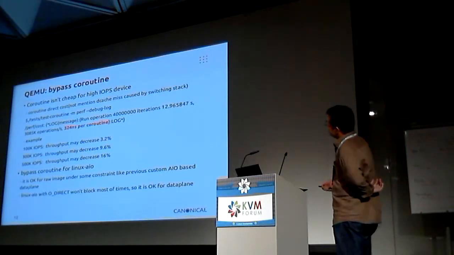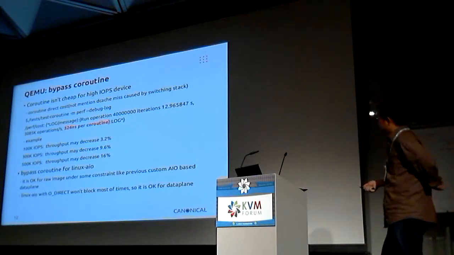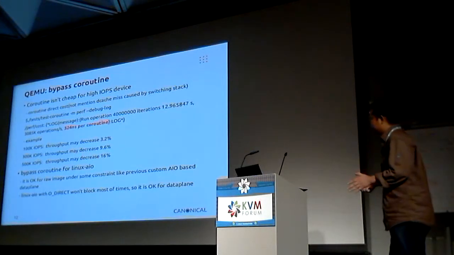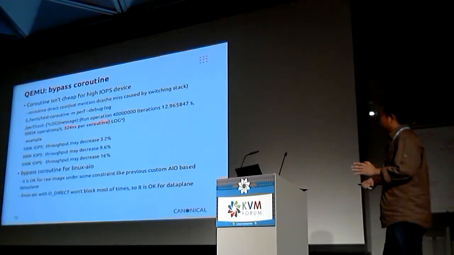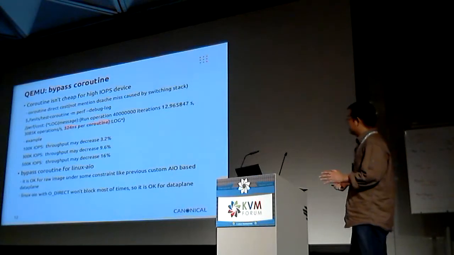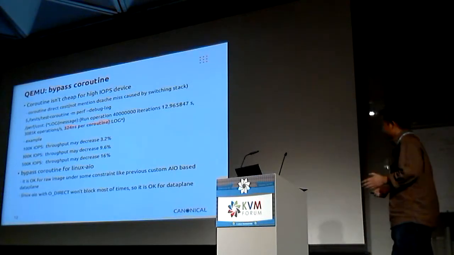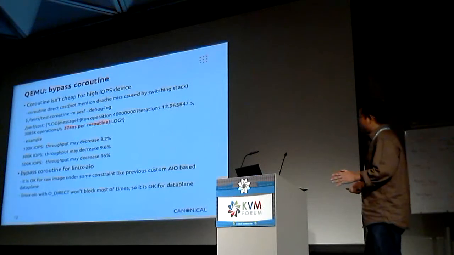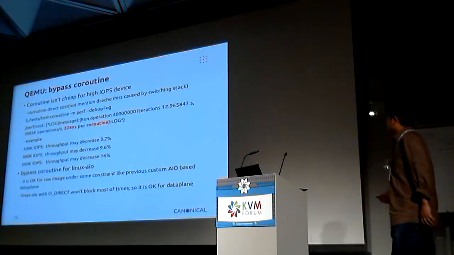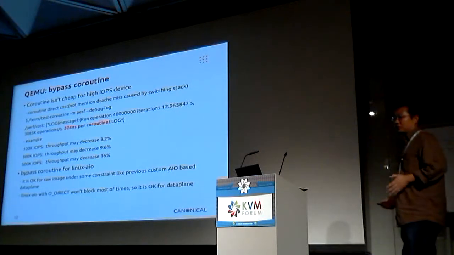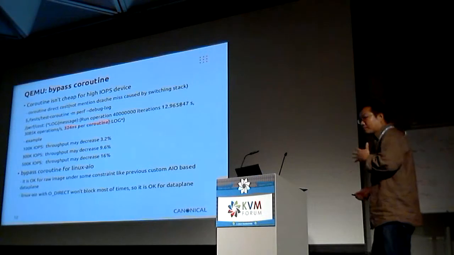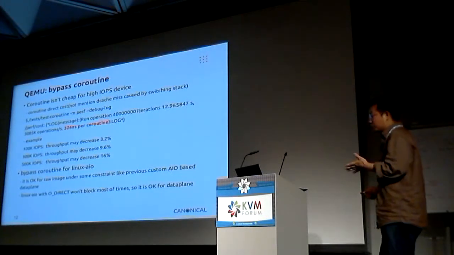It's easy to figure out that if the block device's IOPS is 100K, the throughput may decrease by at least about 3%. If the IOPS is higher, the throughput will decrease more. So a natural idea is to bypass the coroutine, at least where it's possible to do that.